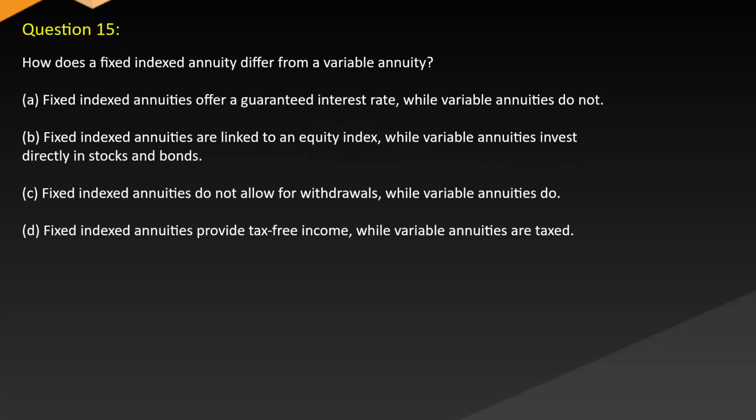Question 15. How does a fixed indexed annuity differ from a variable annuity? A. Fixed indexed annuities offer a guaranteed interest rate, while variable annuities do not. B. Fixed indexed annuities are linked to an equity index, while variable annuities invest directly in stocks and bonds. C. Fixed indexed annuities do not allow for withdrawals, while variable annuities do. D. Fixed indexed annuities provide tax-free income, while variable annuities are taxed.